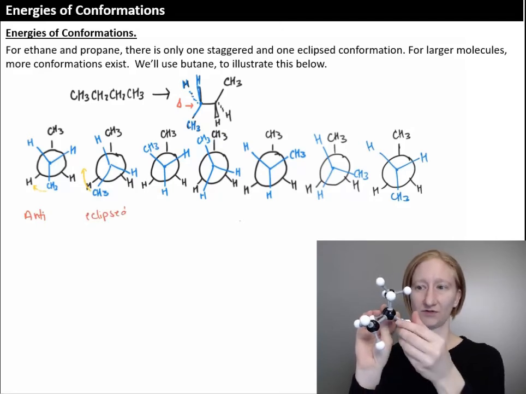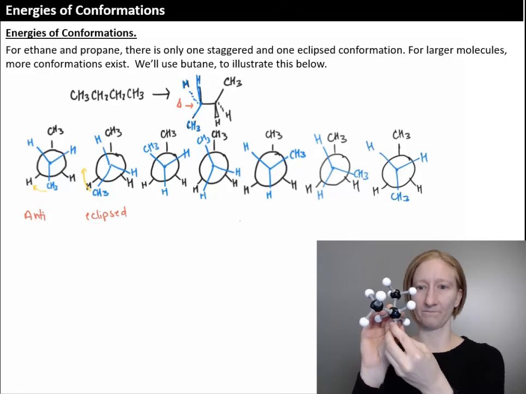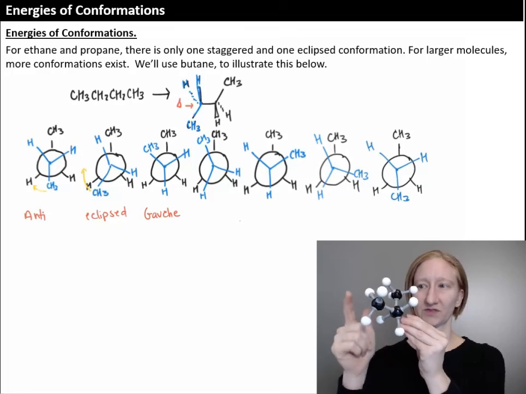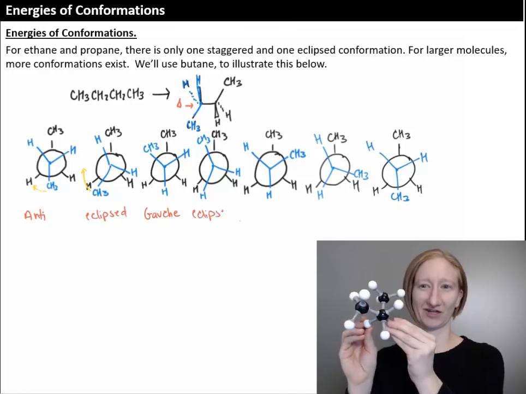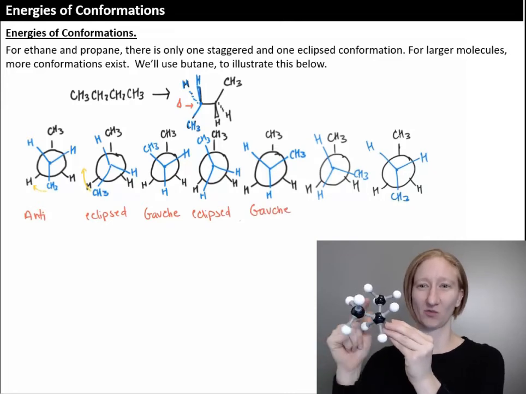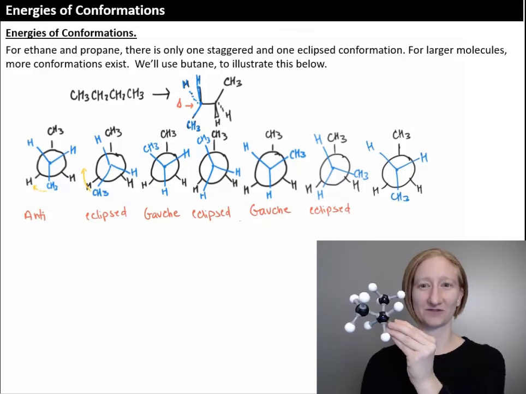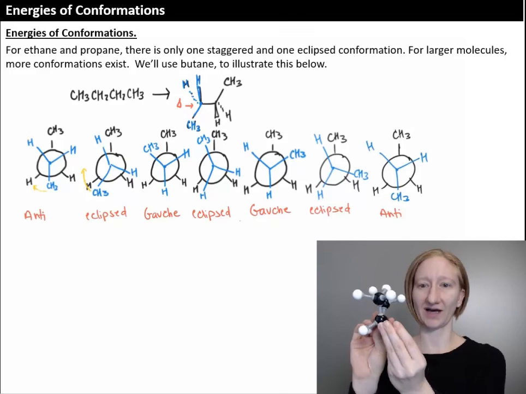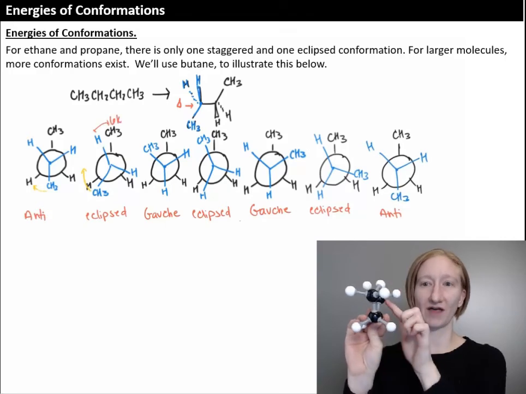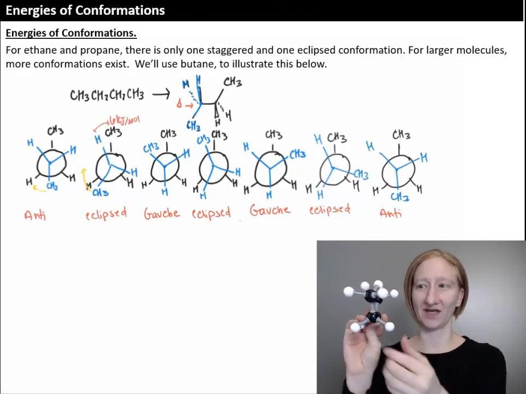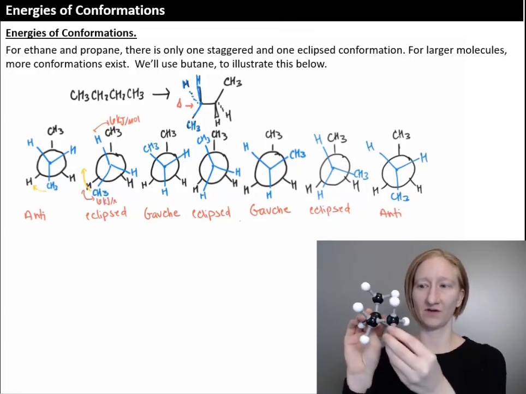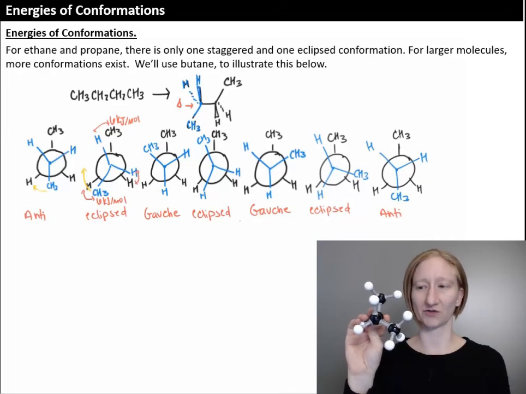And as we continue to rotate the front carbon, we approach another staggered conformation, where now the two methyl groups are 60 degrees from one another. And this particular staggered conformation, where the methyl groups are 60 degrees from one another, is called a gauche conformation. And then we continue to rotate, and we have another eclipsed conformation, where now the two methyl groups are eclipsing one another. And as we rotate through, we end up at another gauche structure, and then another eclipsed structure, identical to what we've already seen.